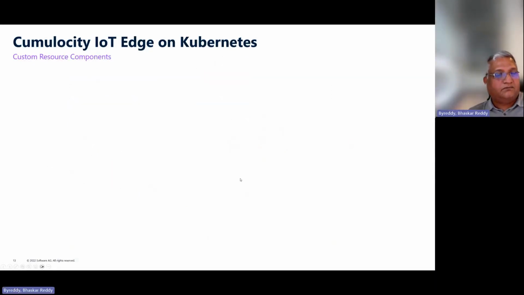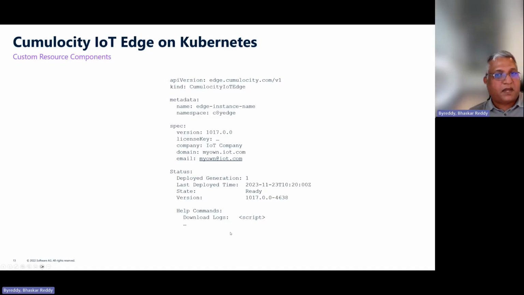So, moving on to a more detailed description of the Edge custom resource. This is a snippet of the custom resource. The first part here is the group, version, and kind information. Then the metadata of the resource itself. These are the basic constructs of any Kubernetes resource.